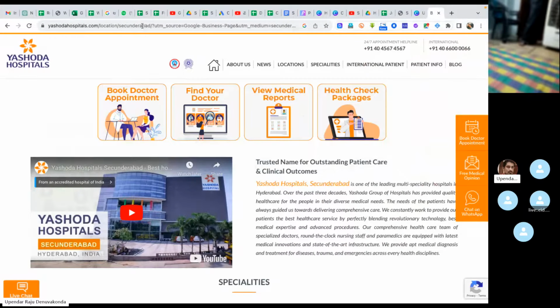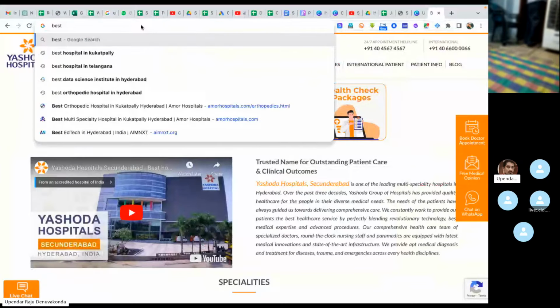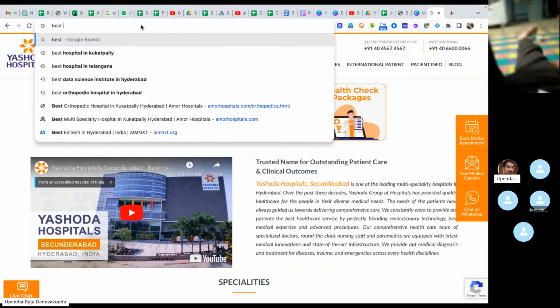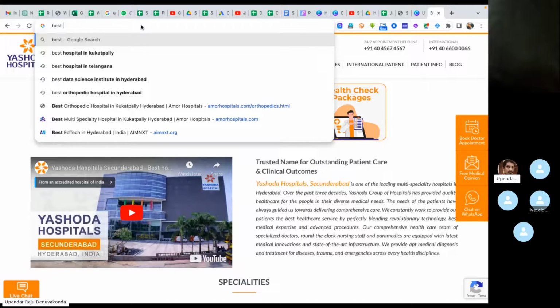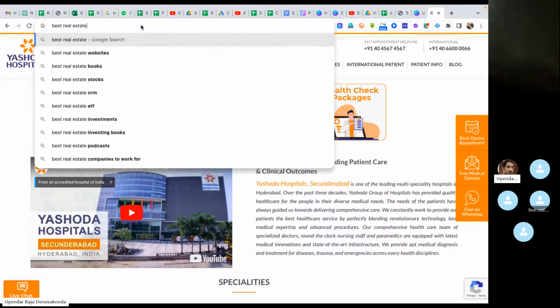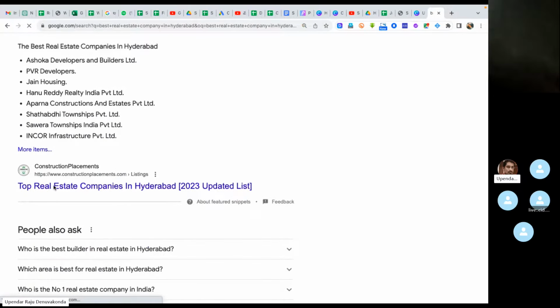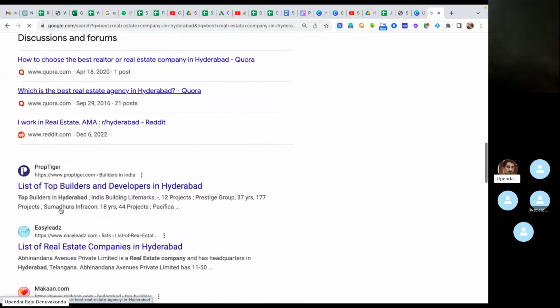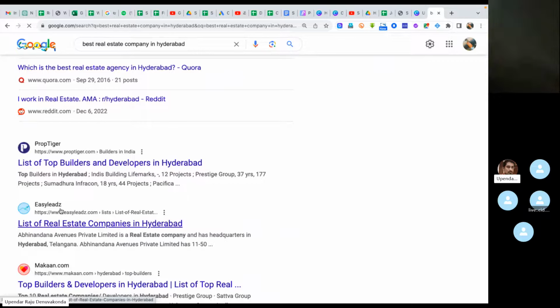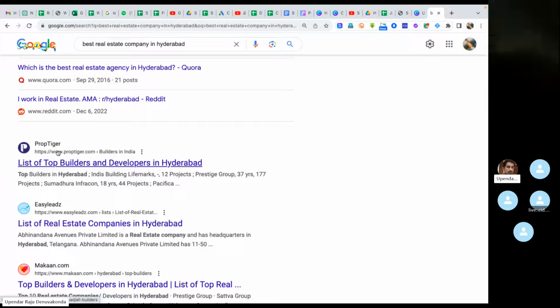Let me show you a small example here. Let's say I would like to invest in Hyderabad, so I would like to find the best real estate company in Hyderabad, so that I can ask them whether they sell apartments, farmlands, villas, or open plots. What I can do is simply go to Google and look for the best real estate company in Hyderabad. Now you can see these websites are ranking in the top position. If your website is ranking in the top position, people think, oh, Google is listing this website in the top position, so this could probably be the best real estate company in Hyderabad. Let us get in touch with these people to inquire about different investment opportunities.